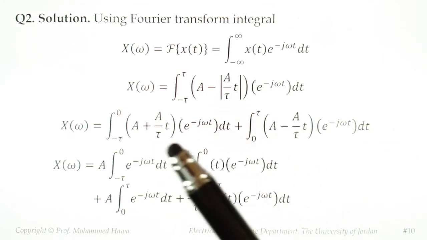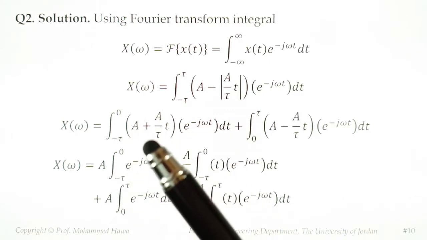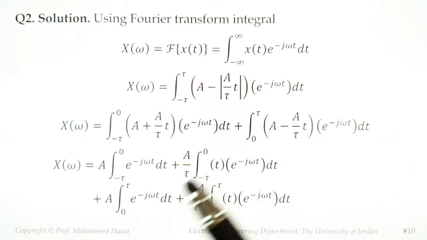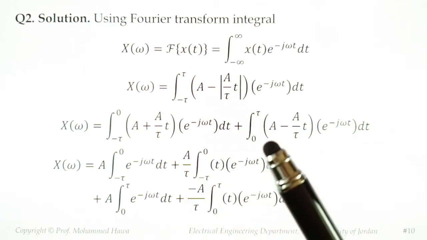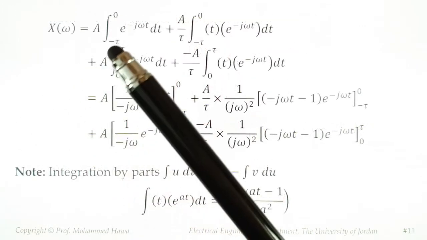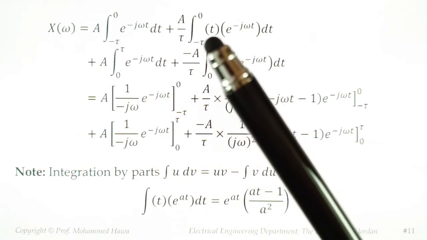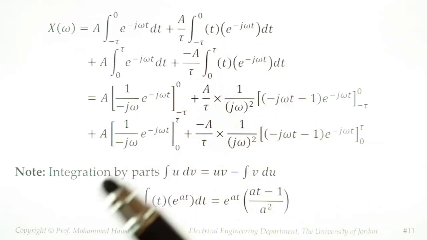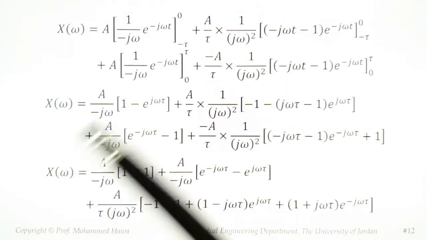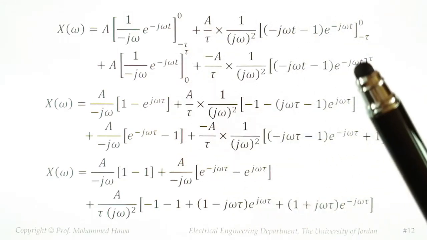And then split again the integral. One part here, A multiplied by the exponential. One part is A over tau t multiplied by the exponential. Split the integral here into 2 again. A multiplied by the exponential minus A over tau t multiplied by the exponential. The integral of the exponential functions is simple. It's just exponential, while the integral of t multiplied by exponential can be done by parts to get this answer here. Now substitute the limits minus tau to 0 here and here, 0 to tau in the other two terms.